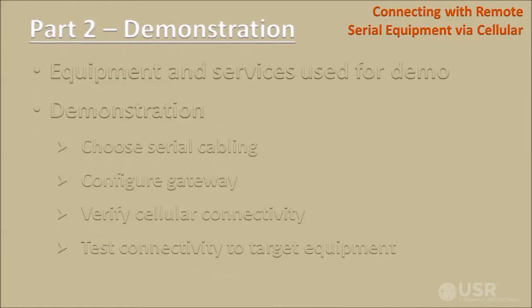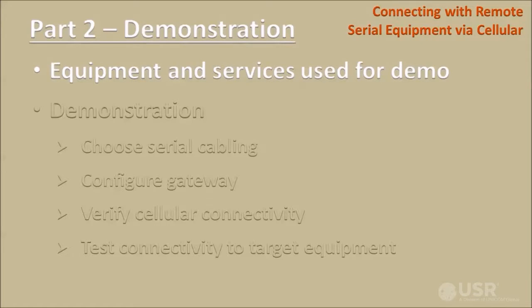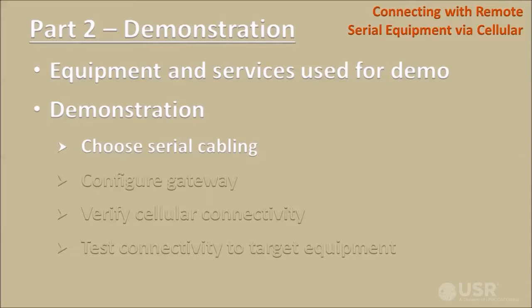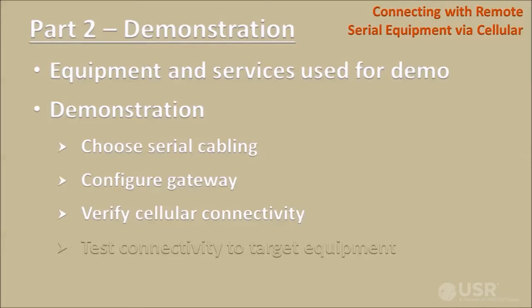In part 2 of this video, I'll demonstrate how to set up a serial connection using typical equipment and suitable cellular services. I'll choose a suitable cable for connecting the gateway to the target equipment and then demonstrate how to enable and configure the gateway's serial to cellular bridge and how to verify cellular connectivity. And finally, I'll test the end-to-end connectivity to the target equipment.